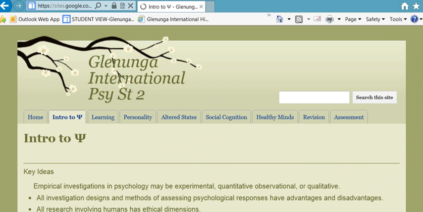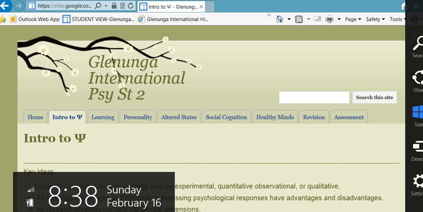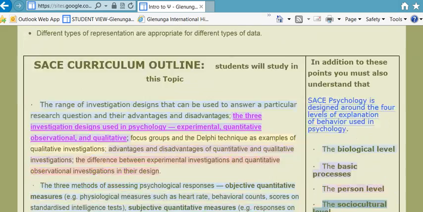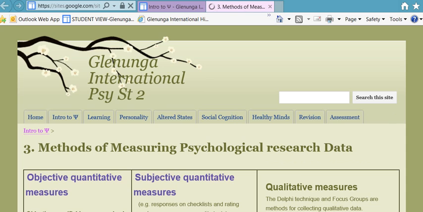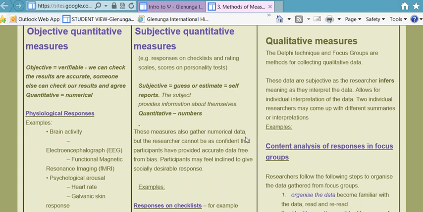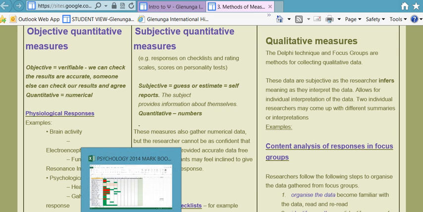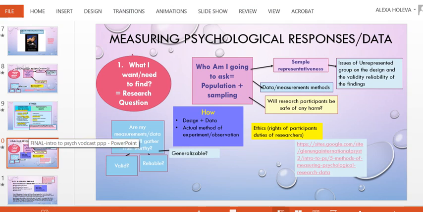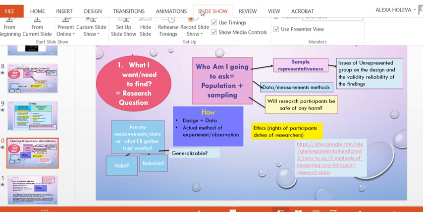Okay, so now we are going back to our third topic, discussing methods of collecting data and analyzing measurements in psychology. I'm going to visit this and discuss this in order, when we are going to use specific examples for each one of the kind of data we need to collect. So I'm going now to the website.